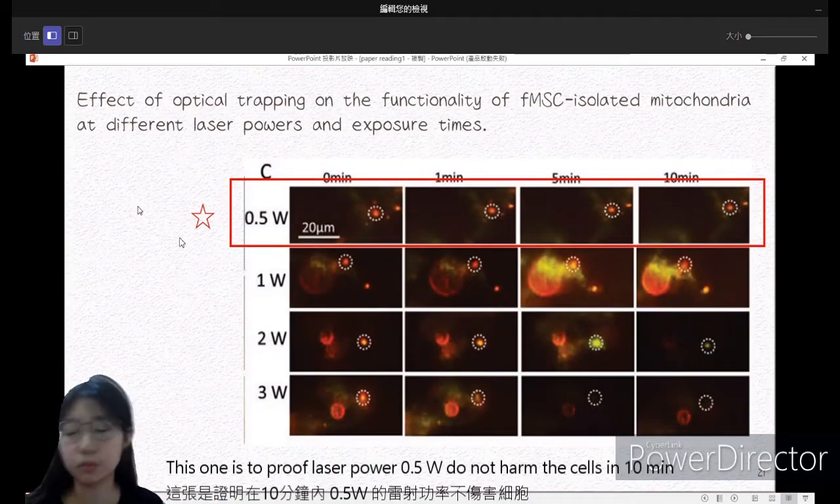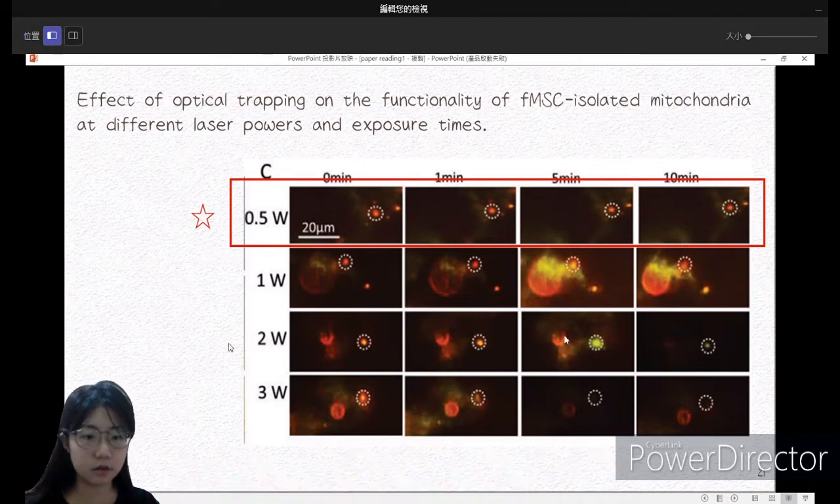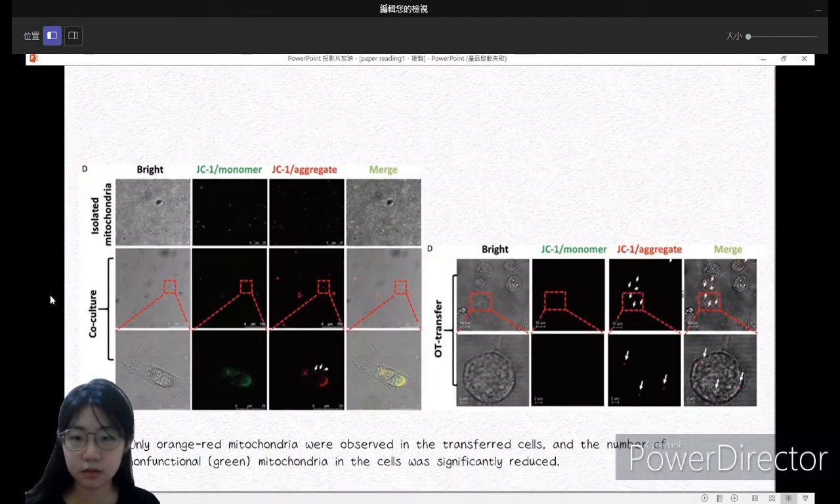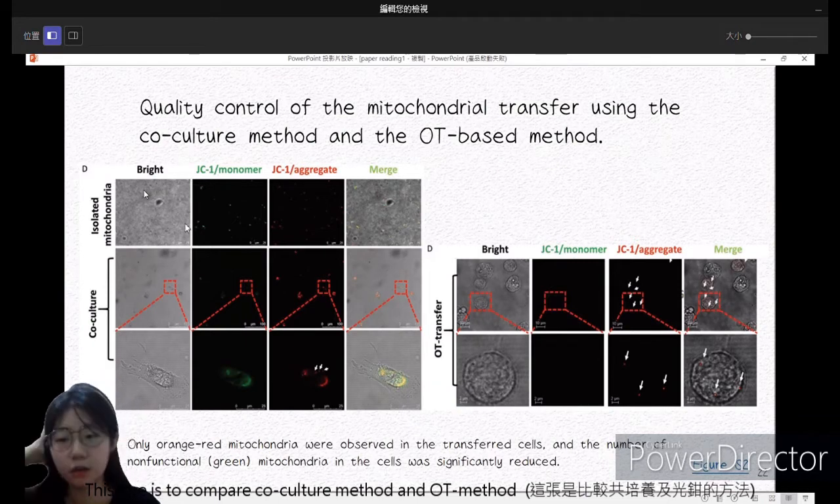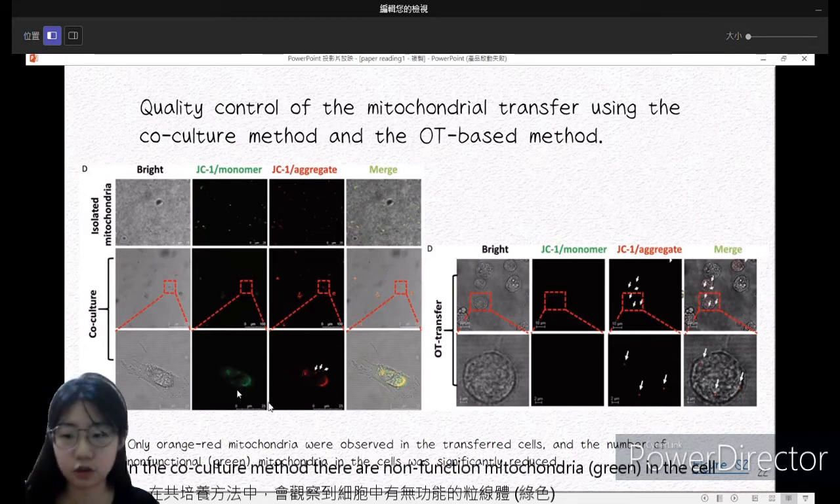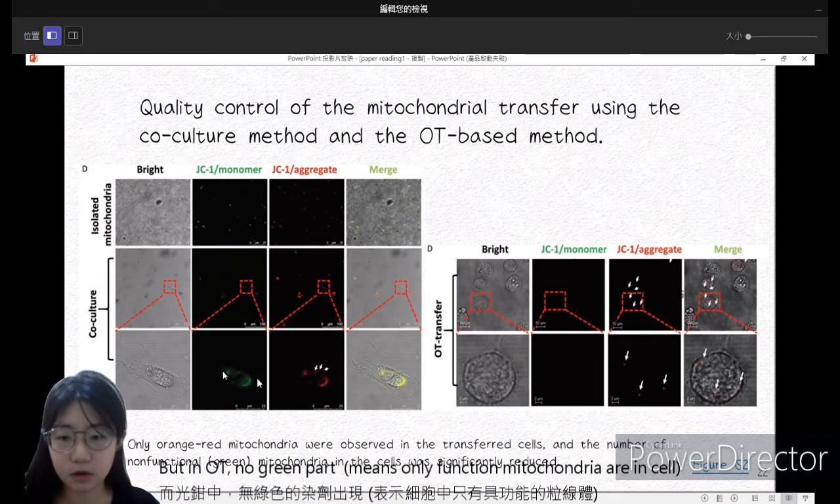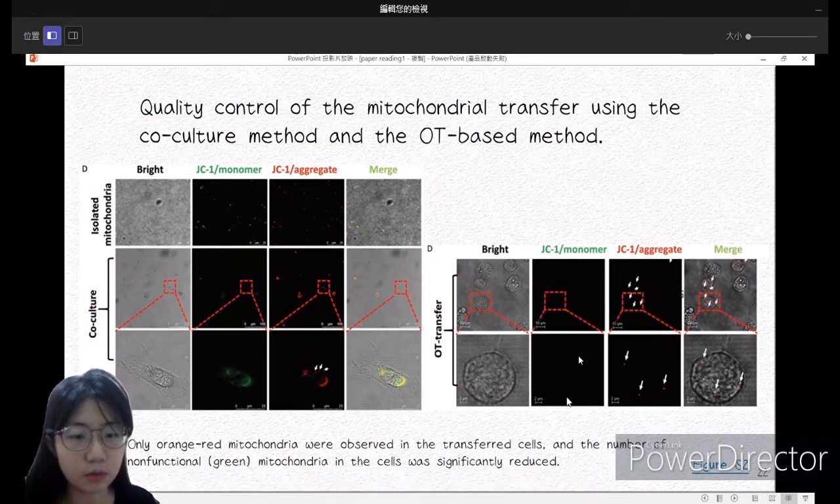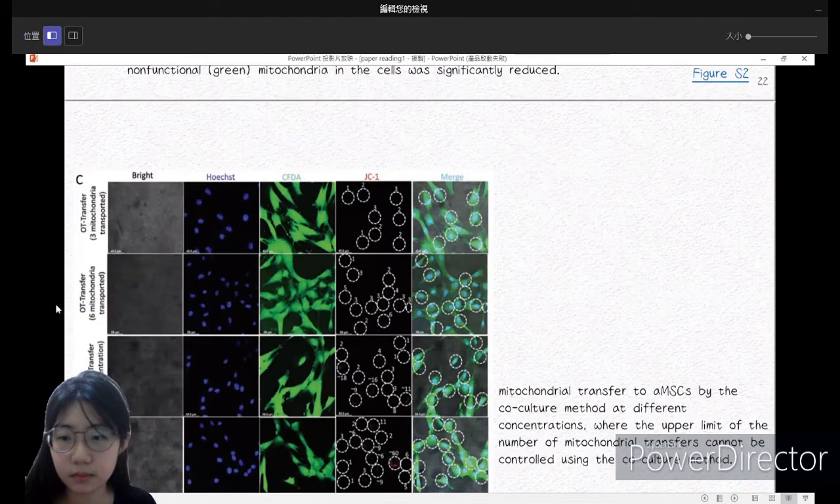Okay, this one is to prove that the laser with 0.5 power does not harm the cells in 10 minutes. And this one is to compare the Cochrane method and the optical tweezer method. We could see in the Cochrane method, the non-functional mitochondria were inside the cell too. And over here, the green is a non-functional mitochondria. They are inside. But in the tweezer method, there is no green part.